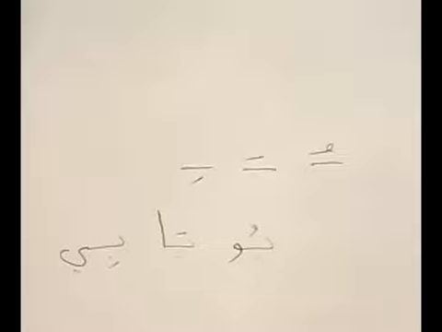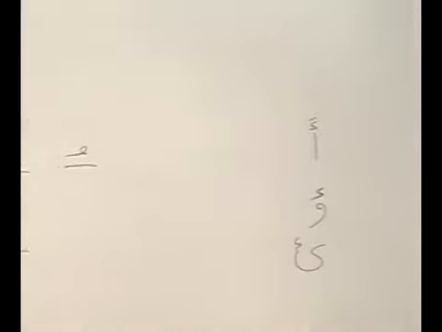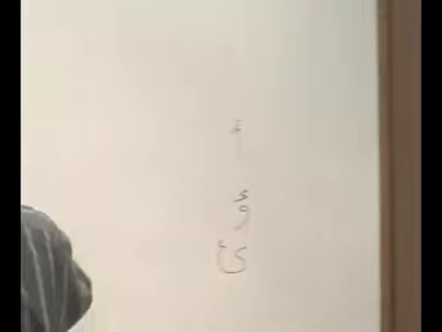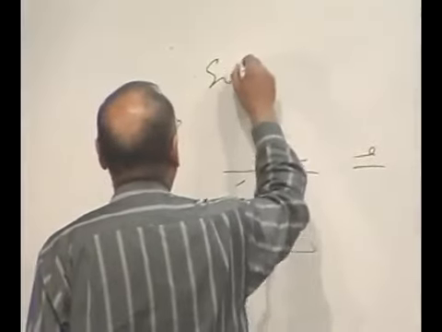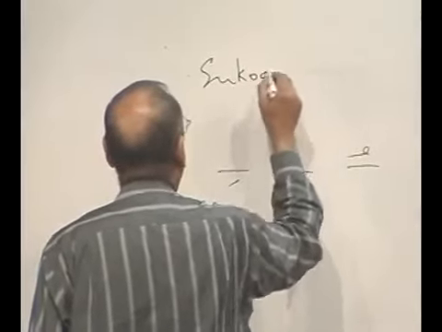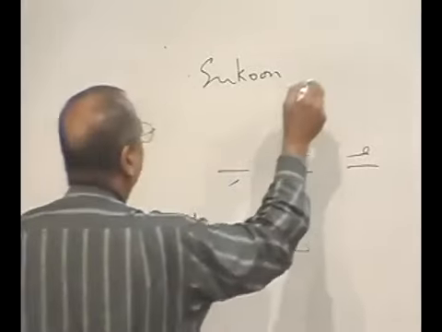Now, there are 3 vowel signs. Dhamma, Fatha, and Kasra only. And there is a 4th thing we must understand, and it is called Sukun. Are you with me, brothers and sisters?